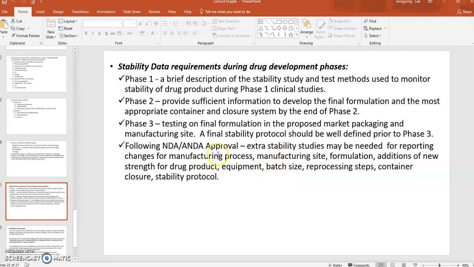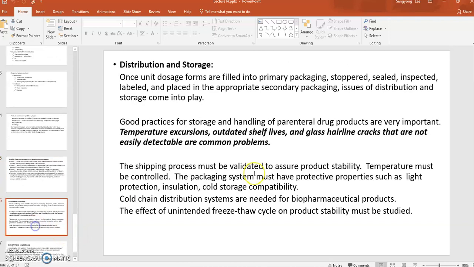That's what it means. So, the ideal situation is everything is tested before your NDA submission. So it should be the part of the approval, and nothing should be changed. Everything is locked on. That's what ideal condition will be.